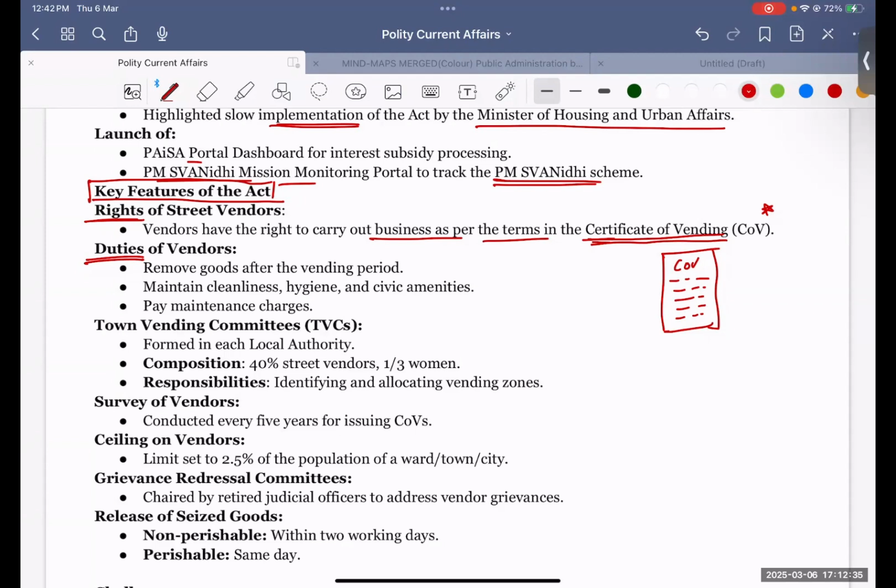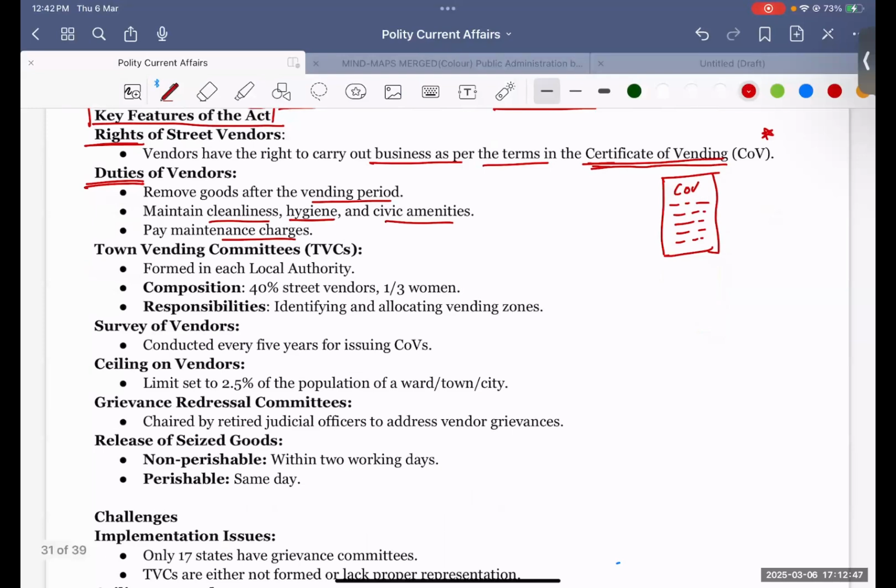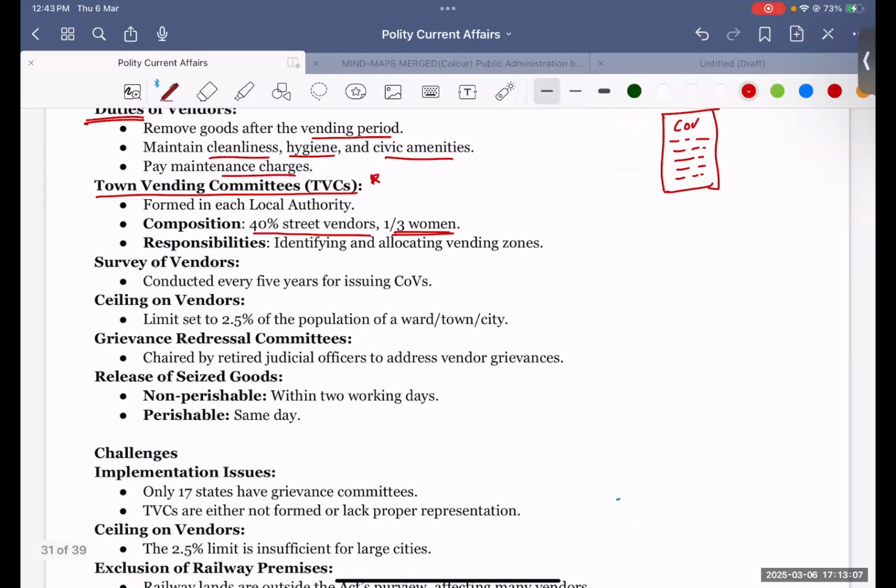Okay, we see the rights. So what are the duties of the vendor? So the duties are to remove goods after the vending period, maintain cleanliness, hygiene and civic amenities, and pay maintenance charges. Under this act, we also have something called the town vending committees. So what are these? These are committees which have 40% street vendors and one-third women. And the responsibility is identifying and allocating vending zones. So every 5 years, there is a survey of the COVs done.